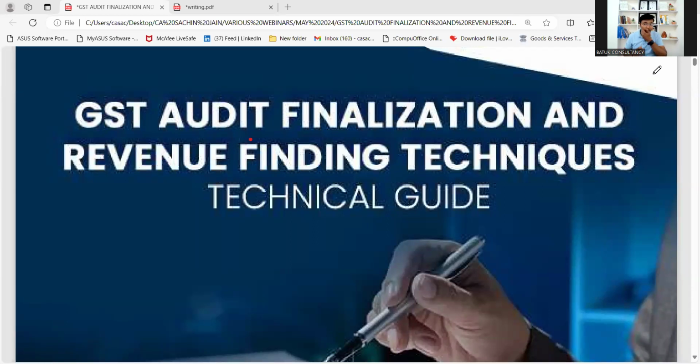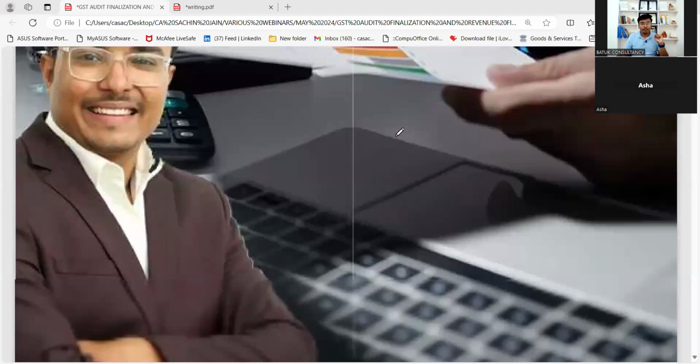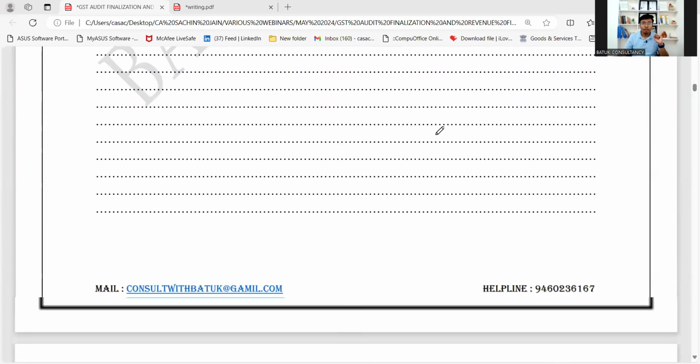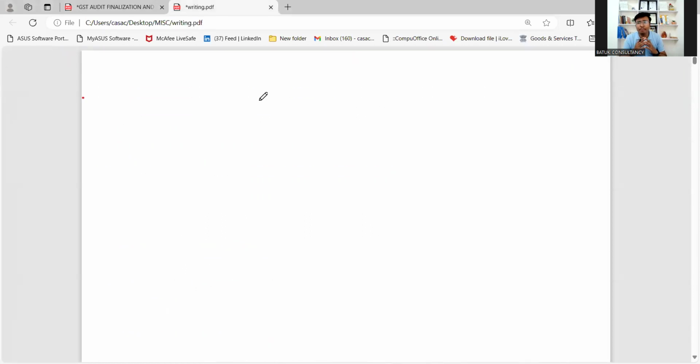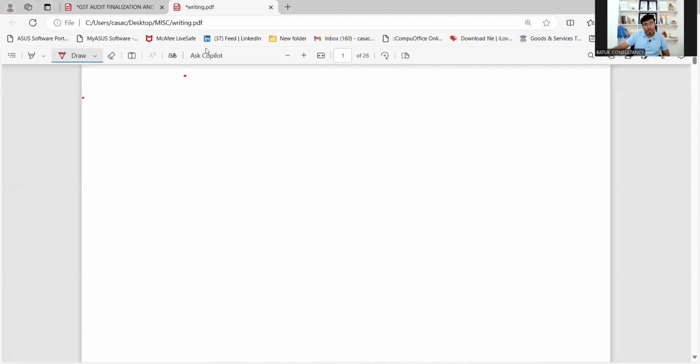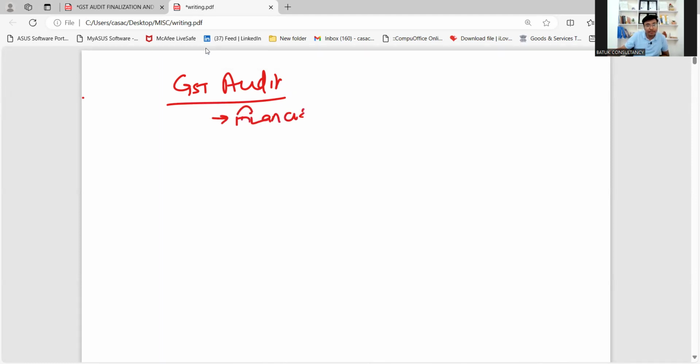Okay. Now, without wasting a single second, we are going to start our discussion on GST audit finalization and revenue finding techniques. First of all, I just want to discuss certain important aspects or certain paras related to the GST audit. While doing the GST audit, you are starting your GST audit through the demand of the financial statement. Am I right?